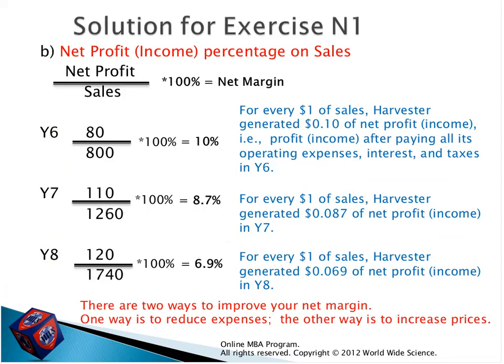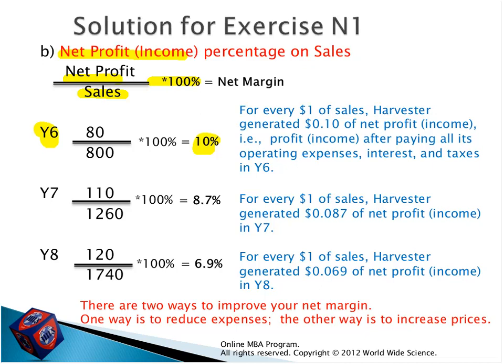Next, based on the assignment, we have to find the net profit or net income percentage on sales. The formula is given here. The formula was also given in the previous presentation. You have it: the net profit divided by the sales and multiplied by 100%. For year 6, we have a result of 10%. What does that mean? For every $1 of sales, Harvester generated 10 cents of net profit, which is profit after paying all its operating expenses, interest, and taxes. Okay?